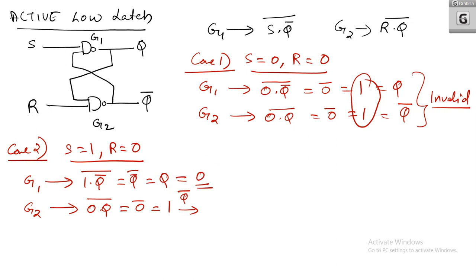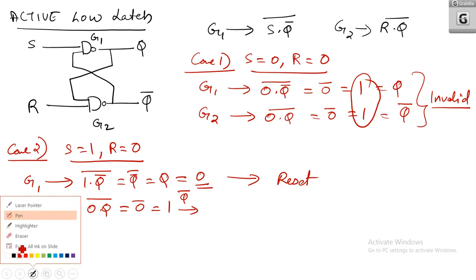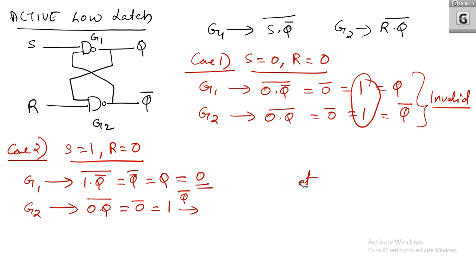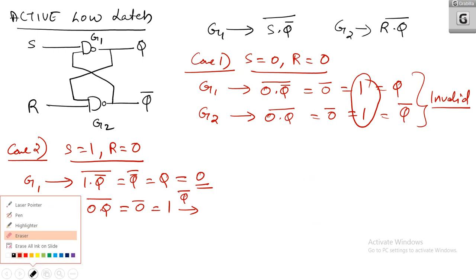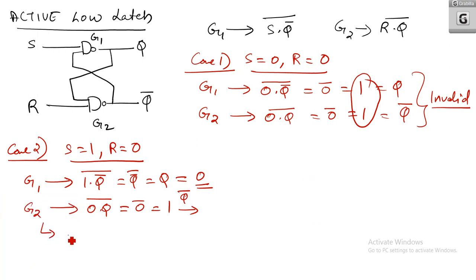So here what is actually happening? Here we are getting reset. That means when S is equal to 1, you are getting output Q as 0. That is known as reset. So whatever the previous state is, it is replaced by 0. That is reset. So this case is reset. Now coming to case 3.